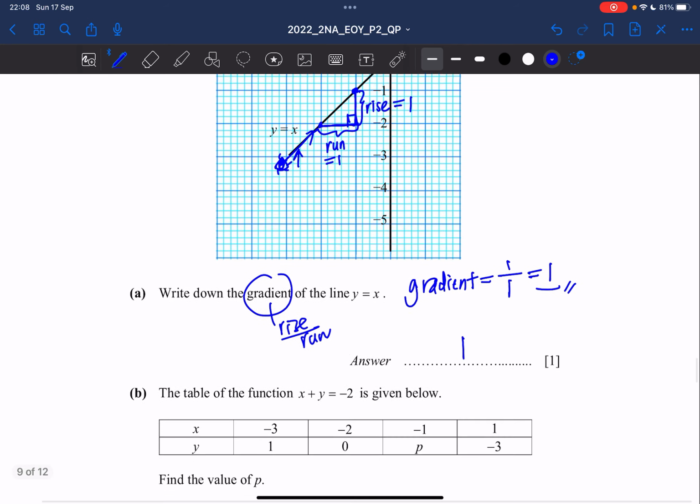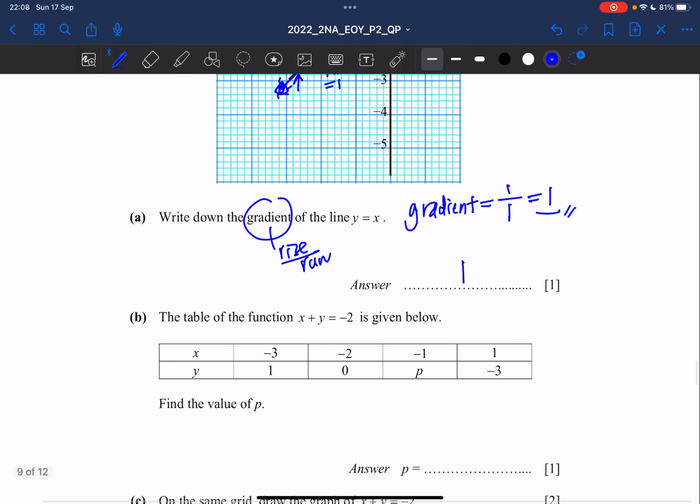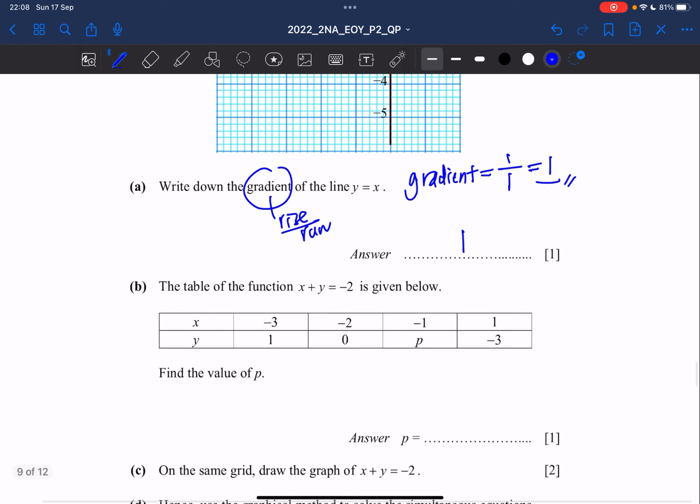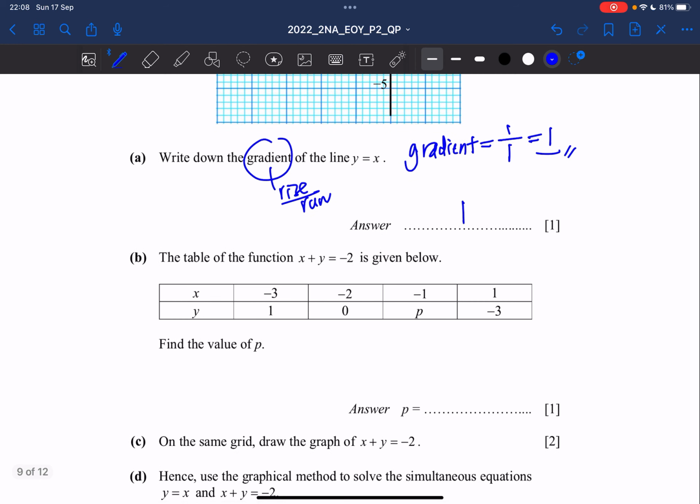Now part B. The table of the function x plus y equals to negative 2 is shown below. Find the value of p. So p is here. So p happens when x equals to negative 1. So negative 1 plus p equals to negative 2. P equals to negative 2 plus 1. P equals to negative 1. That's a negative 1 here.